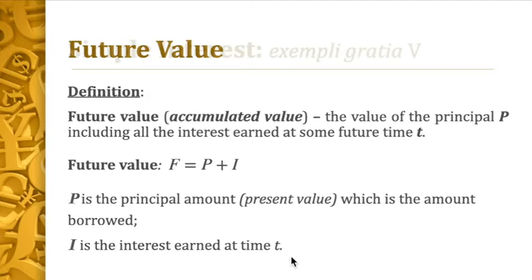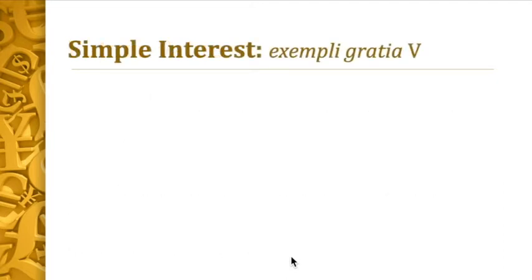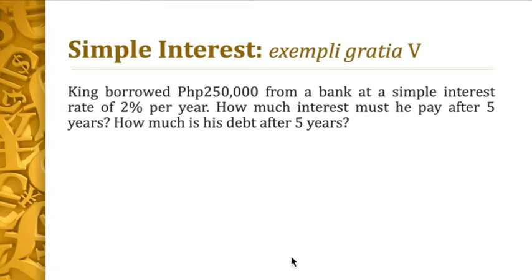Okay, now let's have another example. We're here now in example number 5. Let me read it once. King borrowed 250,000 from a bank at a simple interest rate of 2% per year. How much interest must he pay after 5 years?